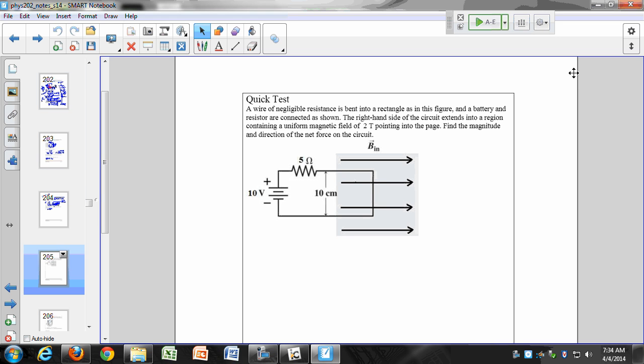Here I have a circuit. A portion of the circuit is in a magnetic field. I just want to know what is the magnitude and the direction of the net force on the circuit.